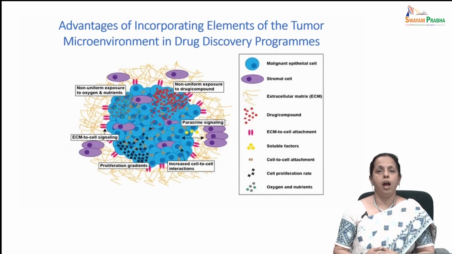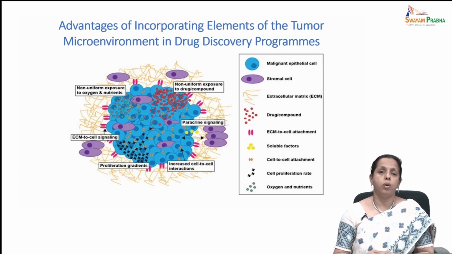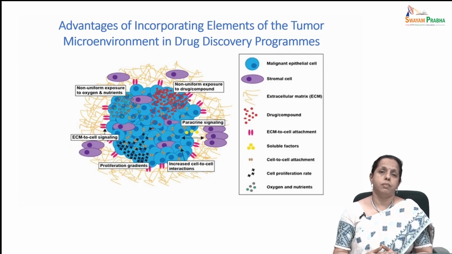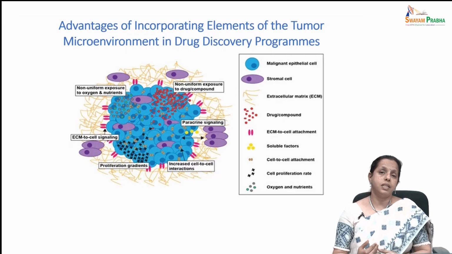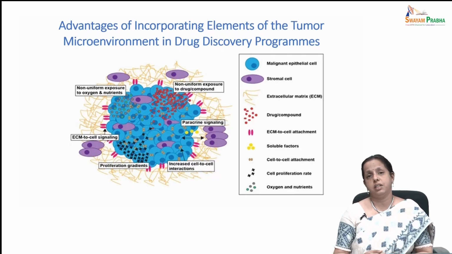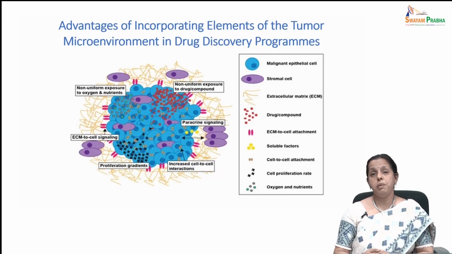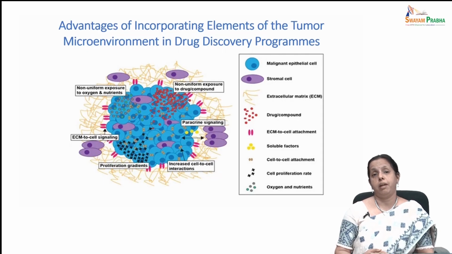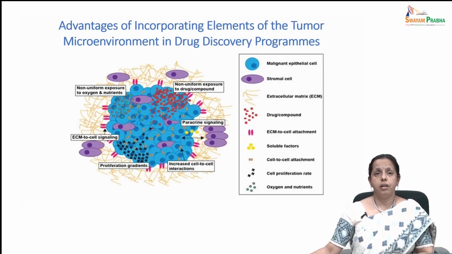So we have seen how the 2D monolayer cell lines are very important for drug discovery programs, and we have seen what the advantages and disadvantages are. Yes, they cannot mimic a typical tumor environment. So it is very important to incorporate the tumor microenvironment during the drug discovery programs. So you need to have a non-uniform exposure, which it is not.